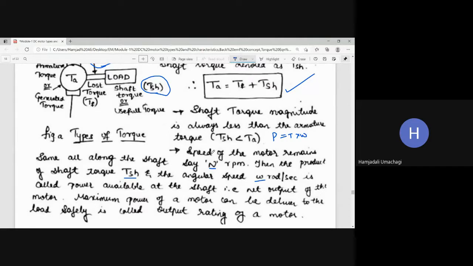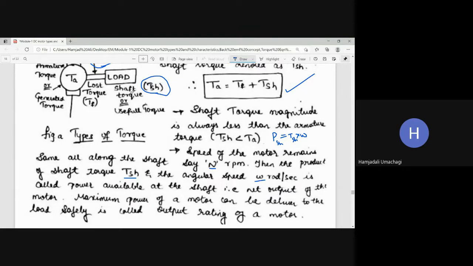Suppose the speed of the motor remains the same all along the shaft, say n rpm. Then the product of the shaft torque, where T is nothing but TSH in this case, and the angular speed omega becomes the power available at the shaft. I can write this as PSH. Power available at the shaft is nothing but TSH into omega. That is the net output of the motor.